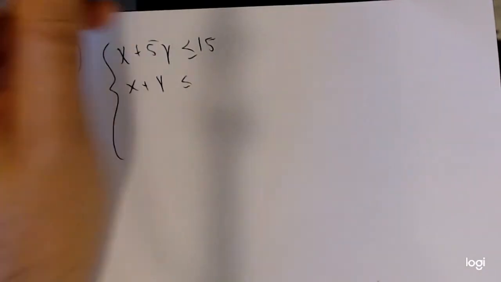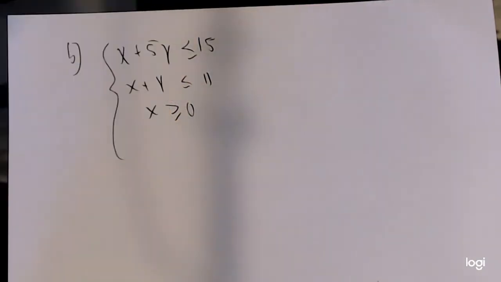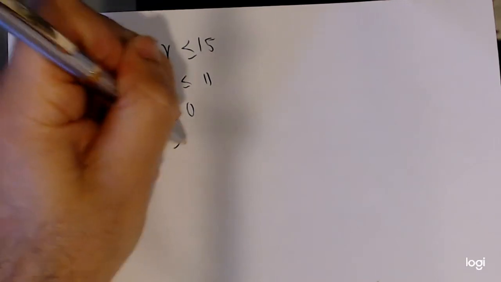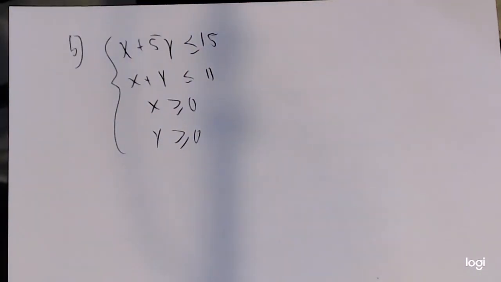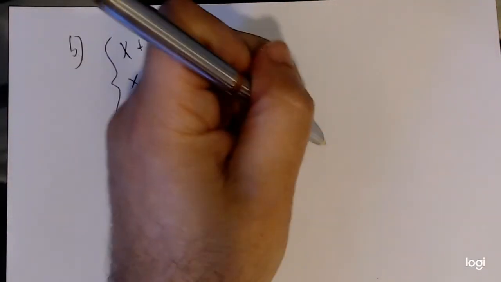So part B is x plus 5y is less than or equal to 15. X plus y is less than or equal to 11. X is greater than or equal to 0. Y is greater than or equal to 0. Okay, so now let's actually solve out this system and see what we get.